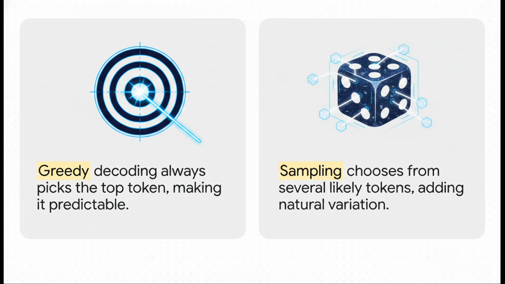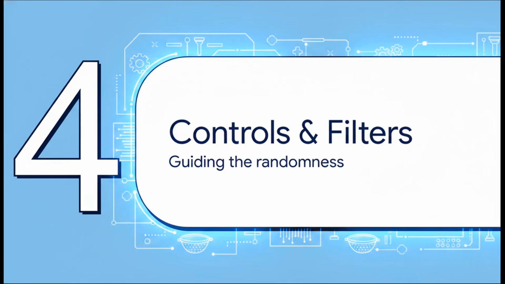In fact, this is the exact reason why you can ask an AI the same question twice and get two completely different answers. It's just sampling a different path through the probabilities to give you much more natural-sounding text. All right, Part 4, controls and filters, guiding the randomness.